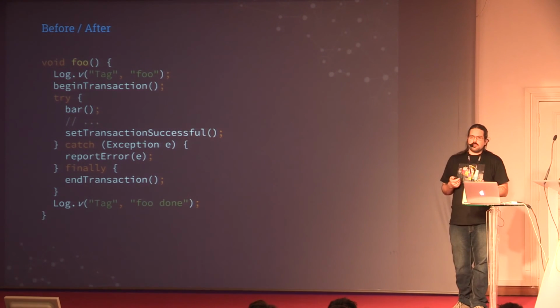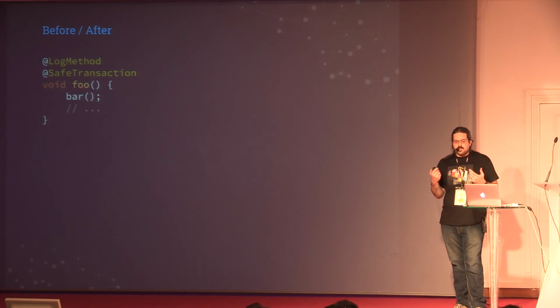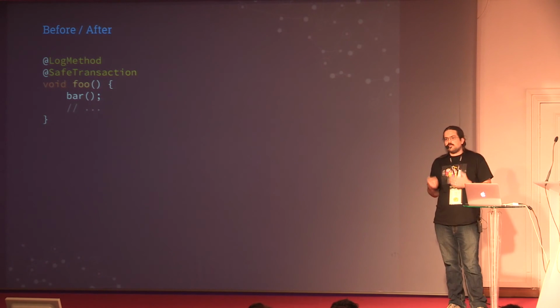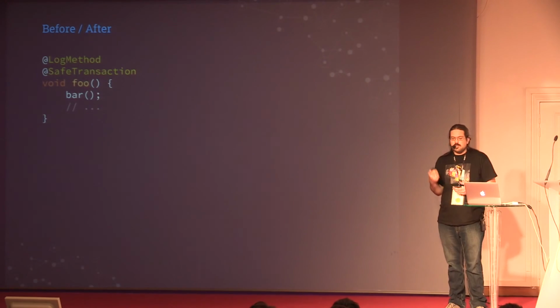With aspect-oriented programming, we can reduce that to just this method, which means that the logging is just an annotation, and the try-catch clause and the transaction are also in a single annotation.